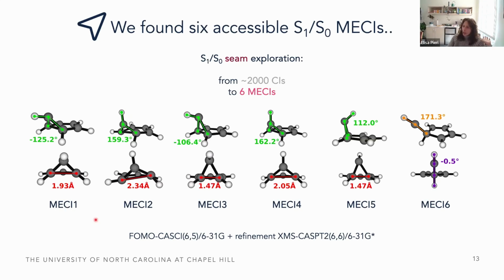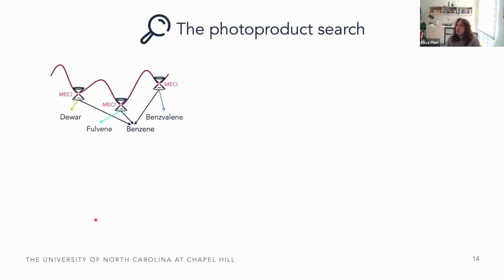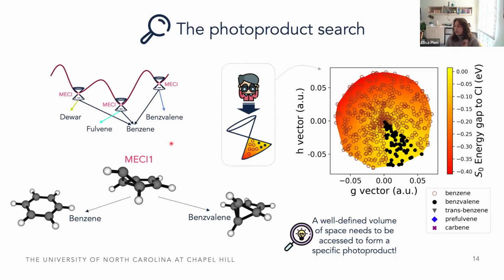So, okay, we have found the different types of conical intersections that benzene can use to go back to the ground state. What happens next? We need to do the photoproduct search. So this plot is a bit hard to understand, so I will do my best.